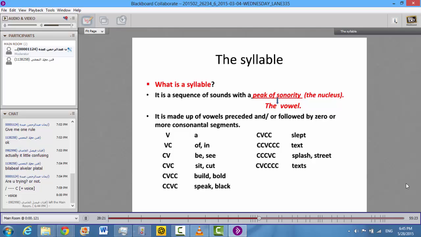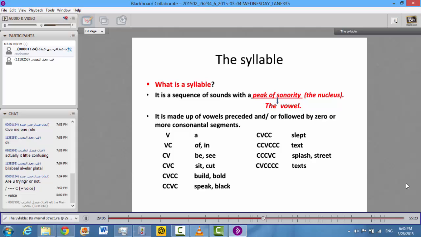Any syllable is made up of vowels preceded or followed by consonants, or sometimes by a zero consonant. For example, here we have the V, only the vowel, which is just the indefinite article a. We could have a vowel followed by a consonant like of, in, at. We could have a consonant followed by a vowel. Or we have a consonant followed by a vowel and then followed by a consonant, CVC, like sit and cut and shut and put.